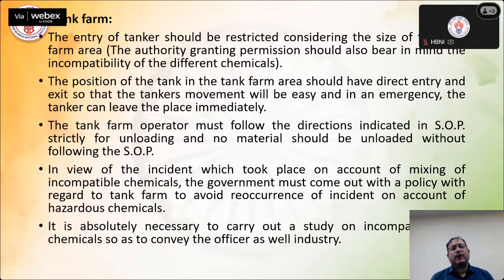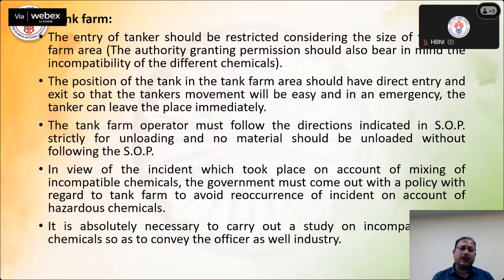It is absolutely necessary to carry out a study of incompatibility of chemicals so as to inform the officers as well as the industry. For example, if a certain unit or a district has 50 odd chemicals, how many are compatible, how many are not compatible? We may have two chemicals at one place, and maybe during transportation or an accident, two other chemicals got mixed. Then also it will cause a big problem to the society, the community.